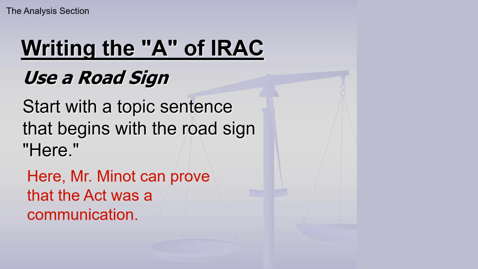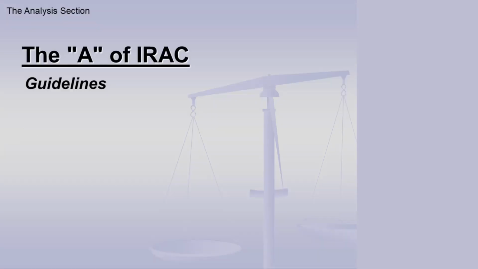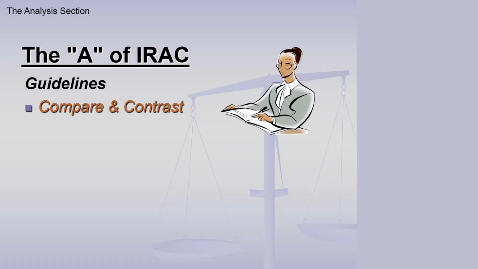Okay, let's take a look at some guidelines. How do we do this? How do we walk the reader from the issue to the conclusion, connecting all of the dots? The first thing we do is go back to our high school English. We compare and contrast the legal authorities to the facts of our case. Now we're lawyers, so we have to use fancier words. We use the words analogize and distinguish, which essentially just mean compare and contrast.